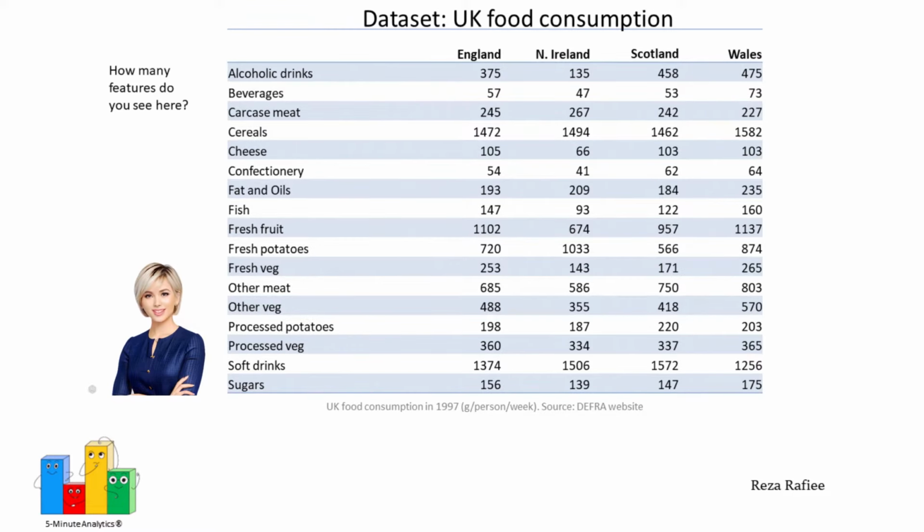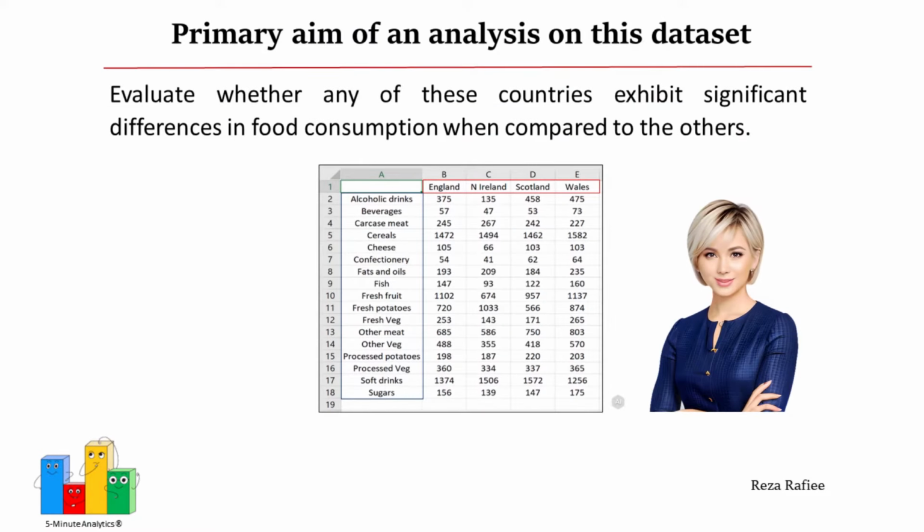This dataset was initially used for a detailed analysis of dietary preferences and public health research in the four countries of the United Kingdom, such as England, Northern Ireland, Scotland, and Wales. In this dataset, these countries are considered as samples. The primary aim of an analysis on this dataset is to evaluate whether any of these countries exhibit significant differences in food consumption when compared to the others.